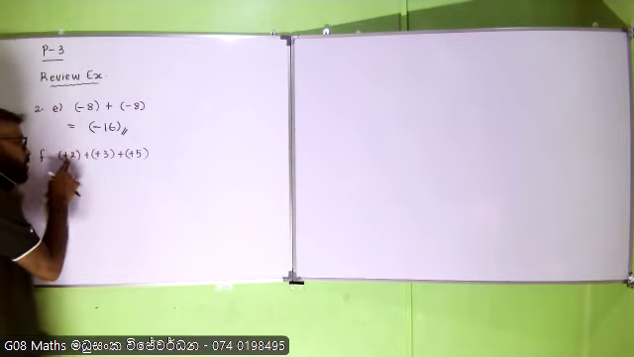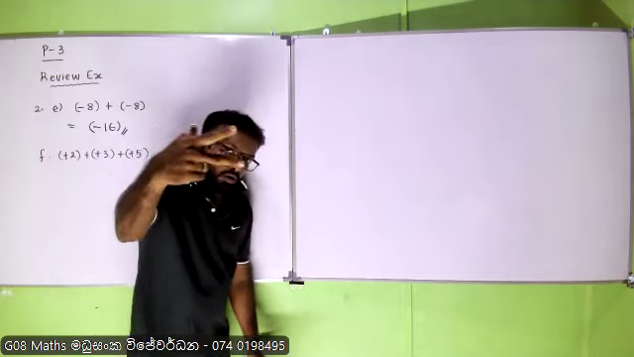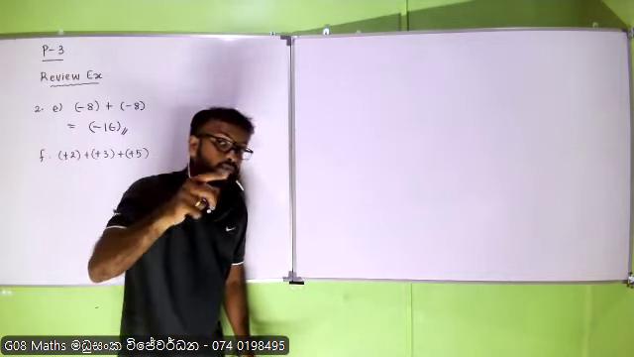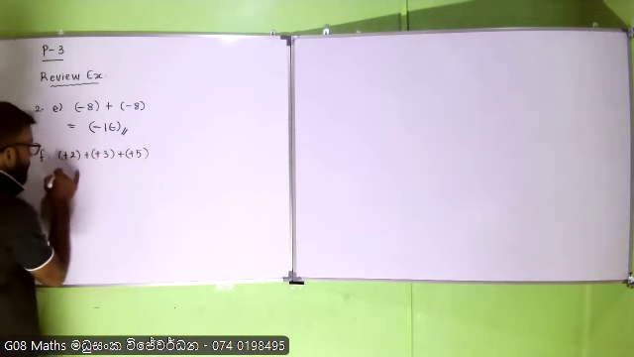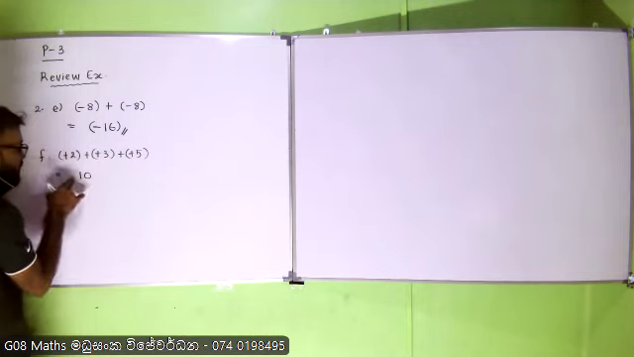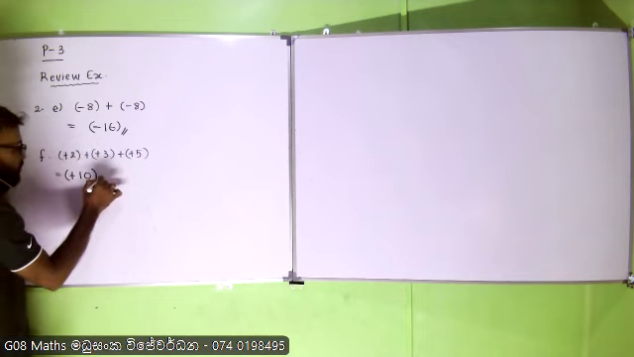So all the directed numbers are in the same sign. You have to follow 2 steps. What are the 2 steps? Just add the numerical values. 2 plus 3, 5, 5 plus 5, 10. Then how to decide the sign? Put the same sign to your answer.